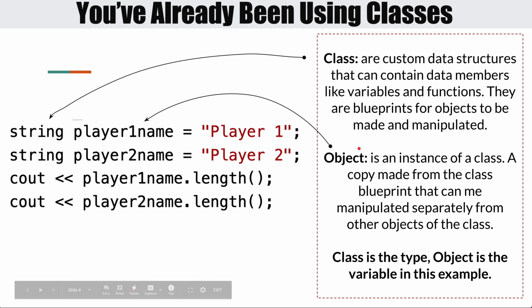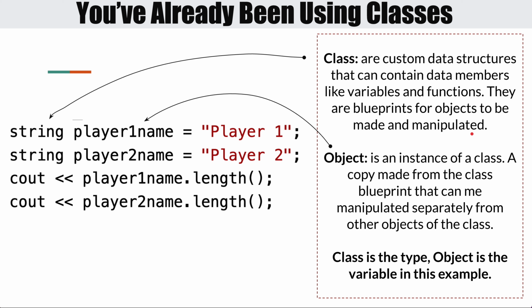Now, you've already been using these things, okay? So let's get into some definitions. What is a class? A class is a custom data structure that contains data members like variables and functions. And what they really are is a blueprint for objects to be made and manipulated. Again, that sounds really hard to understand. So let's put it this way.